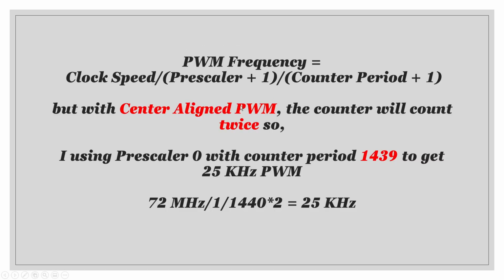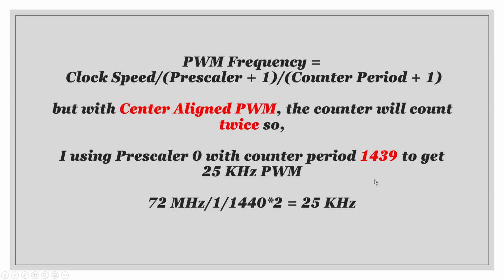So this is the calculation of how to generate the pulse width modulation frequency on the STM32. In this case, I will use center aligned pulse width modulation. So the counter will count twice, from 0 until the maximum of the counter period, and then from the maximum until 0, so the period will be doubled. That's why in the calculation to get 25 kilohertz, we need to multiply by 2. So it will be 25 kilohertz.